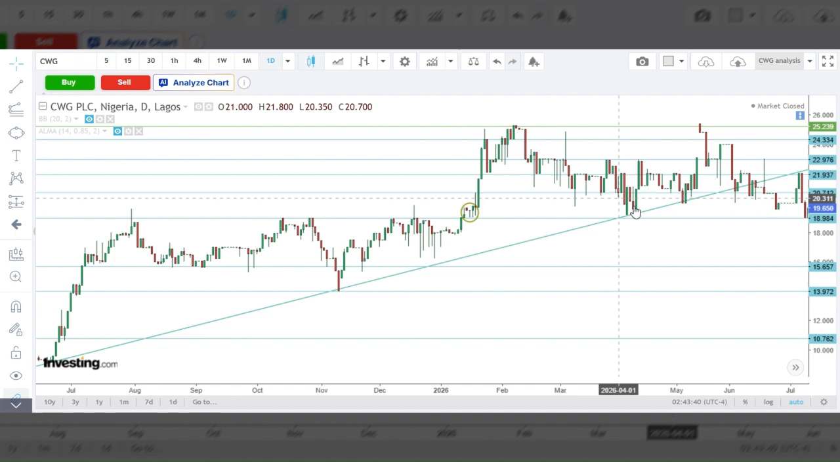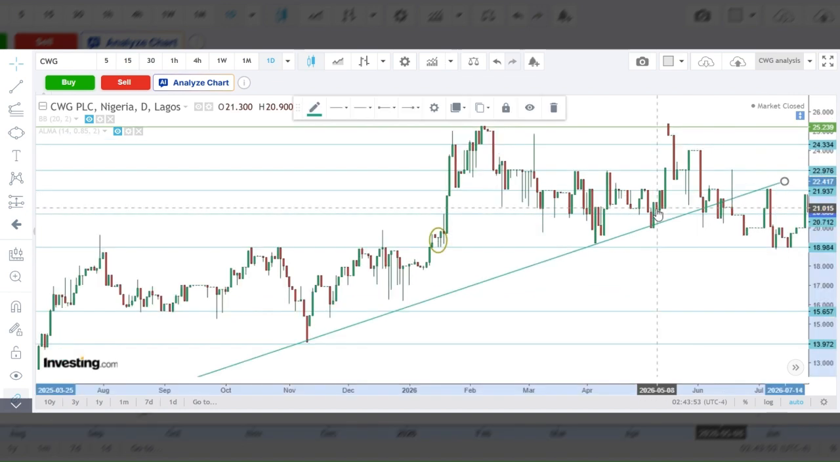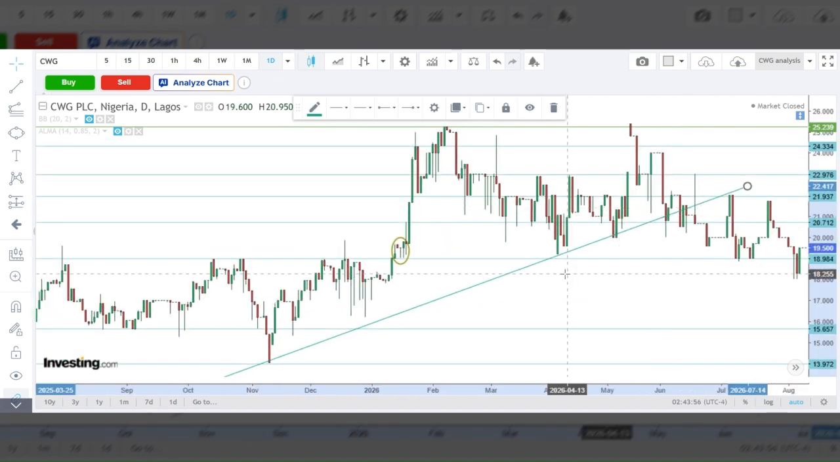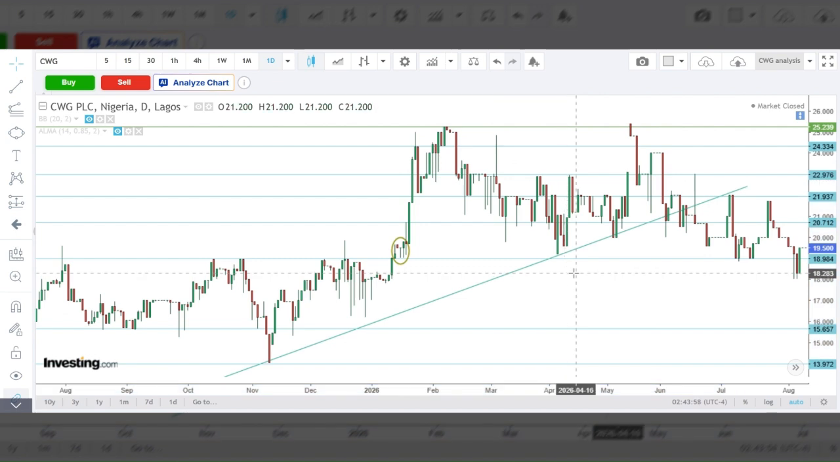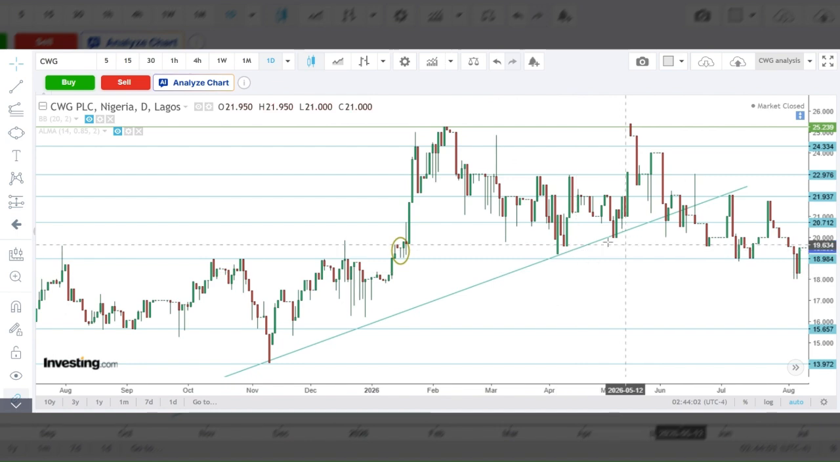Now see another candlestick pattern on our trend line, this long line that I drew here. You can see another candlestick pattern, an engulfing bullish candlestick pattern. Let me put a circle there so you can see what I'm talking about.